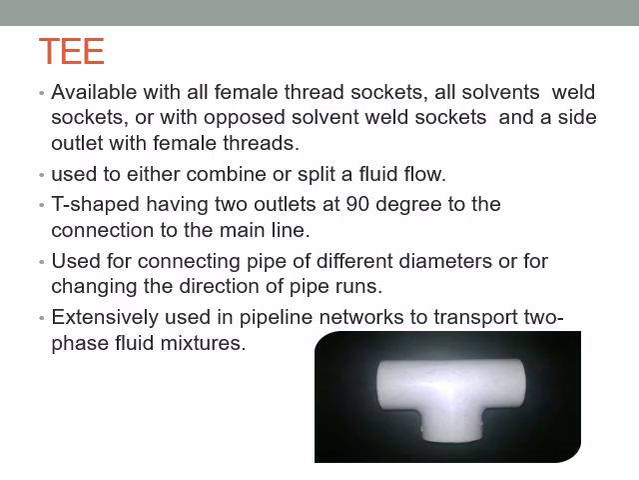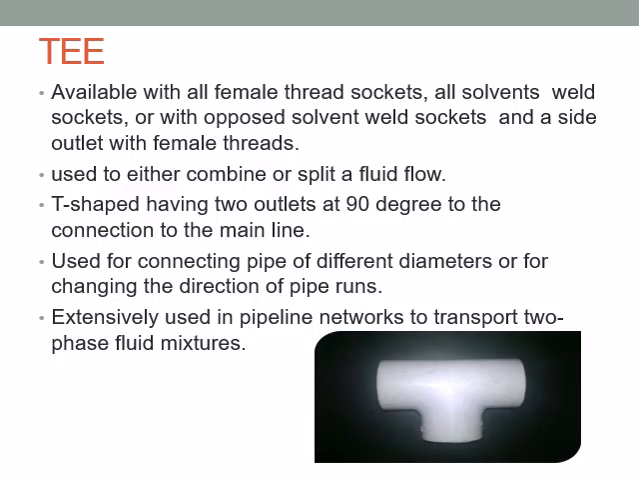Next is about the T-joints. They are available with all female thread sockets. That is nothing but that the threads will be inside the pipe; it is termed as the female pipe. When the thread is outside, it is termed as the male one. T-joints are available with all female threaded sockets, all solvent weld sockets, or with opposed solvent weld sockets and a side outlet with female threads. They are used either to combine or split a fluid flow.